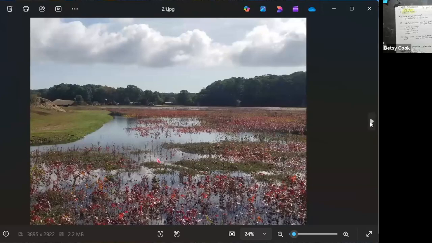I think I'm hitting all the seasons on Cape Cod. Okay, so now we have autumn. Okay, so anything of what we talked about coming through with this photograph?